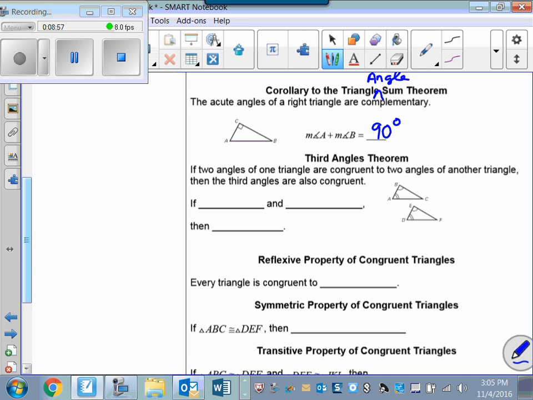All right, and then we have another new theorem. It's called the third angles theorem. And it states that if two angles of one triangle are congruent to two angles of another triangle, then the third angles are also congruent. So if angle B is congruent to angle E and angle A is congruent to angle D, then I know by this theorem that angle C is congruent to angle F. That's all the third angles theorem says.